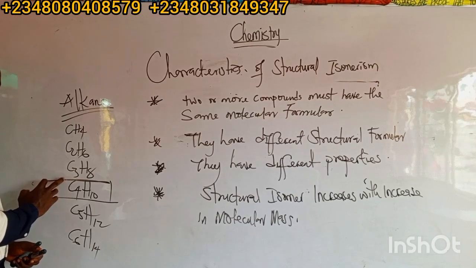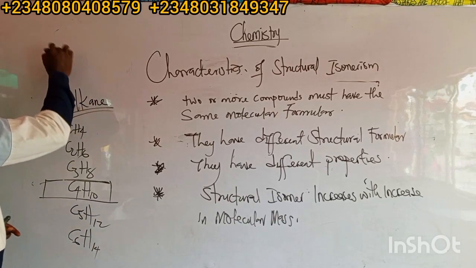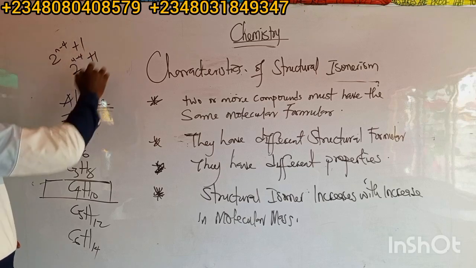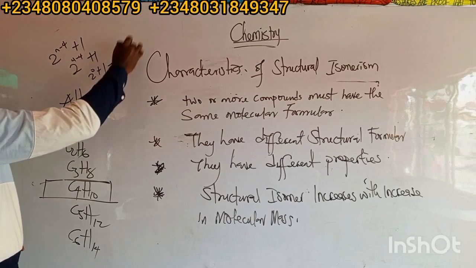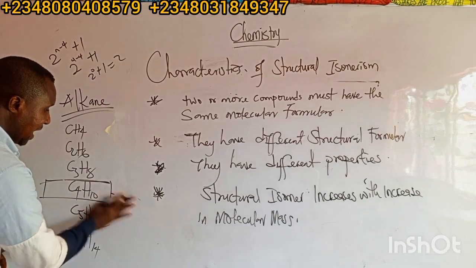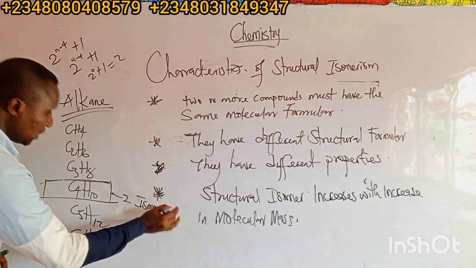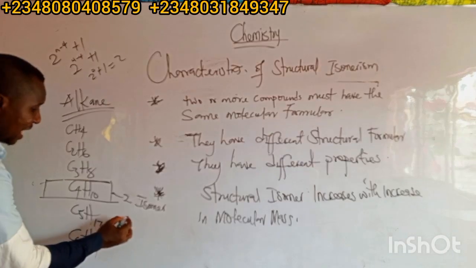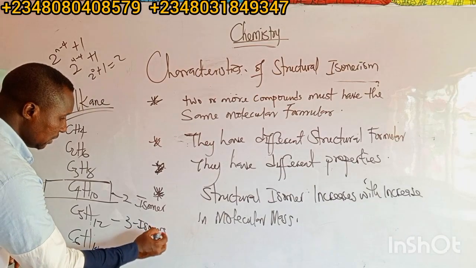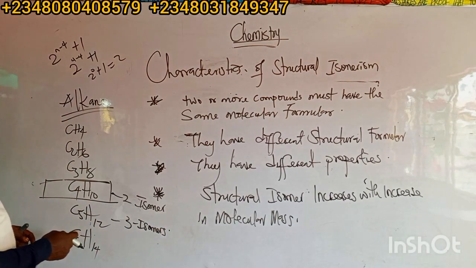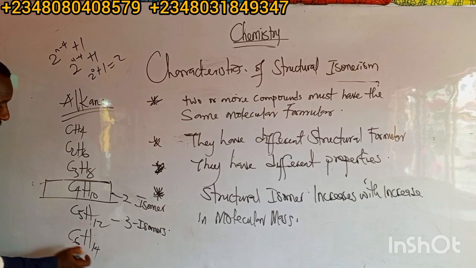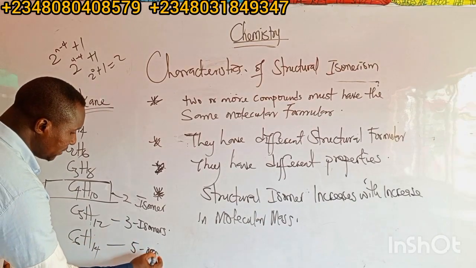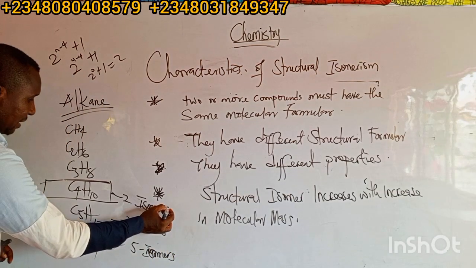How many isomers can be found in butane? We have the formula 2 raised to the power N minus 4 plus 1. When N equals 4, we have 2 raised to the power 4 minus 4, that means 2 raised to the power 0 plus 1. That means butane has two isomers. Pentane has three isomers. Hexane has five isomers.